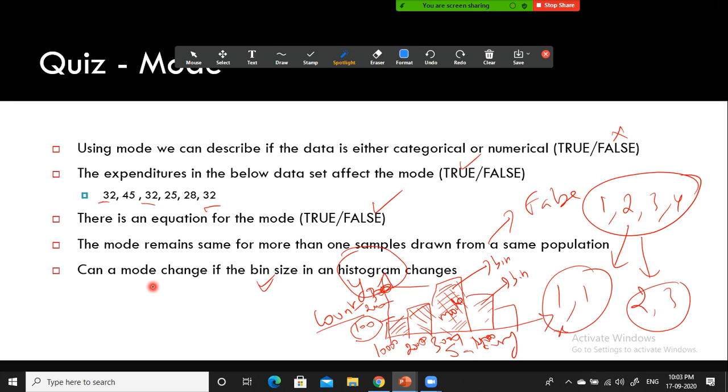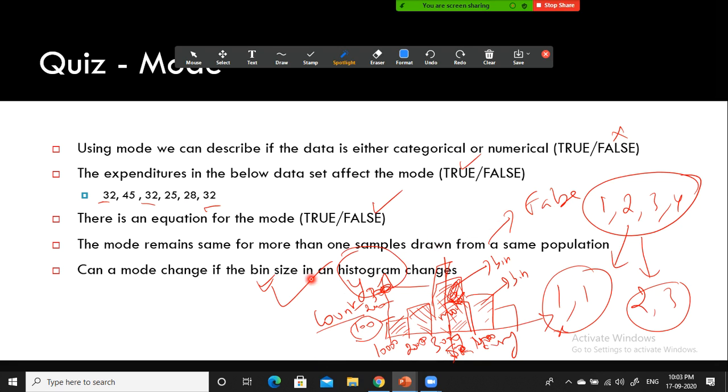Now, can you tell me the answer for that? Can a mode change if the bin size in a histogram changes? Obviously. Instead of 30,000 to 40,000, if you split this into 30,001 to 35,000 and 35,001 to 40,000, one goes high and the other goes lower. Because of the bin size, right? Since you change the bin size, the histogram also changes. That is true.